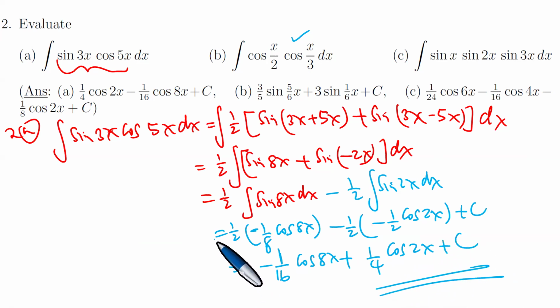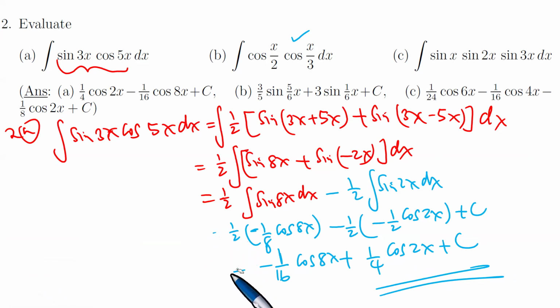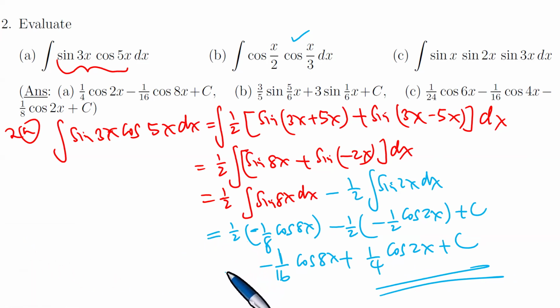All right, okay, this is what we have. So let us check what answer we get. So this one is exactly the answer we got. It's 1/4 cosine 2x plus c minus 1 over 16 cosine of 8x plus c. It's exactly the answer we got. So we actually have solved the problem correctly.